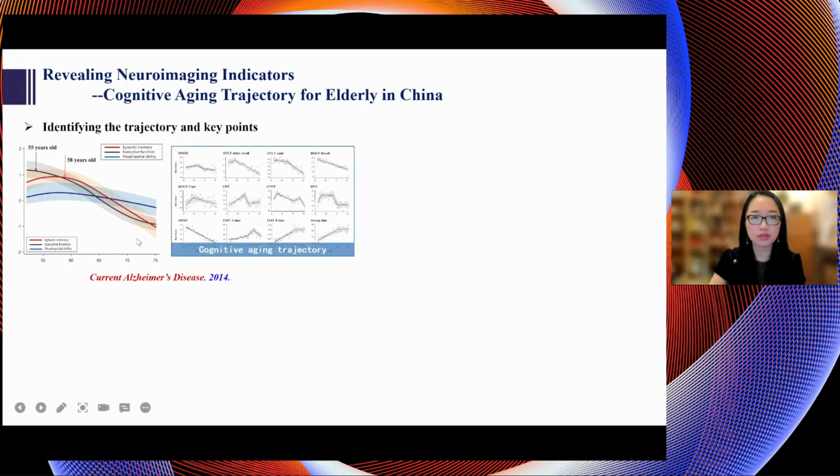First is cognition: we identified the cognitive aging trajectory for elderly people in China. In 2014, we collected over 1,200 subjects from Beijing communities, and we identified the trajectory and the key points. At the age of 58, we found episodic memory function has a significant decline. At the earlier age of 55, executive function has a significant decline. We also studied other cognitive functions as well.